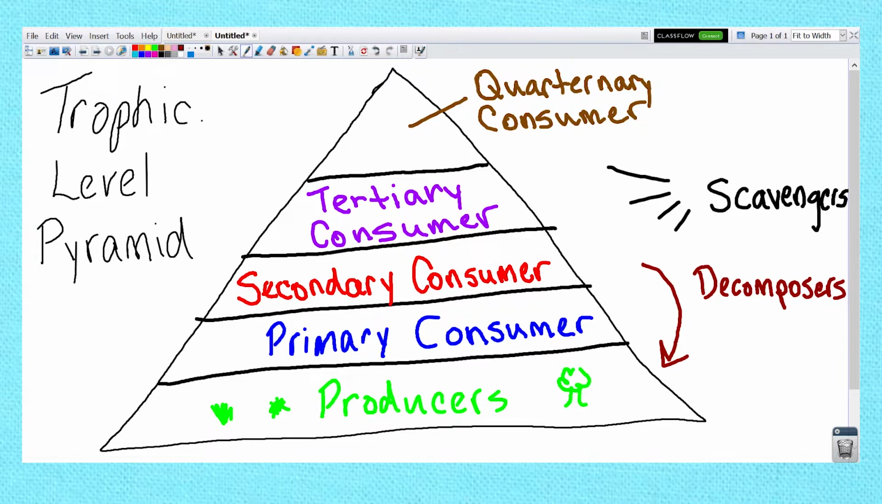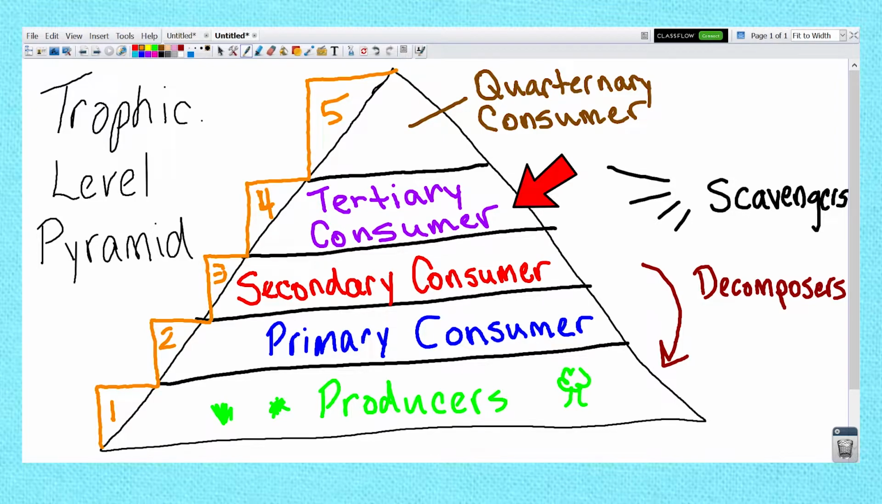So not only do you have tiers in this pyramid, but you have steps. You actually have levels, so it's like you're going up stairs or something. Each step has a number. First level is producers, second level, third level, fourth level, and fifth level. So don't get confused about how people classify the levels. If they say what organism is at the fourth trophic level, that's actually talking about the tertiary consumer.